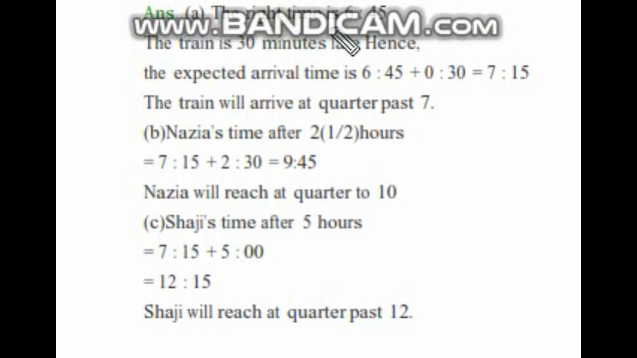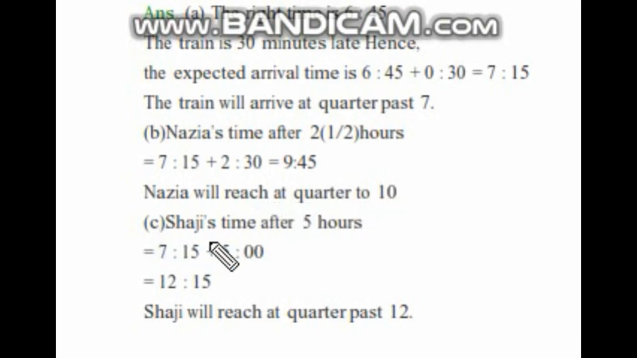A. The right time is 6:45. That means the right time of the train is 6:45. The train is 30 minutes late. Hence, the expected arrival time is 6:45 plus 0:30, that means 30 minutes, is equal to 7:15. So the train will arrive at 7:15. That means 7:15 is the first answer. Then second, Nazia's time after 2.5 hours. That means 7:15 plus 2:30 is equal to 9:45. So Nazia will reach at 9:45.